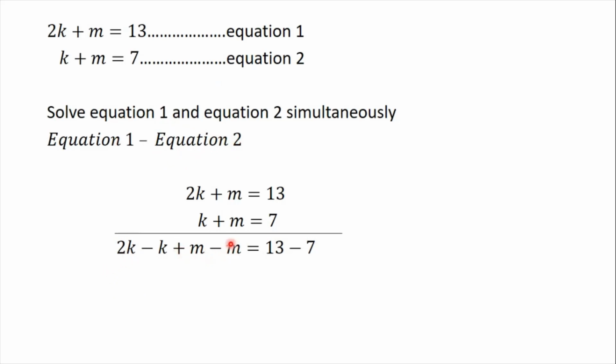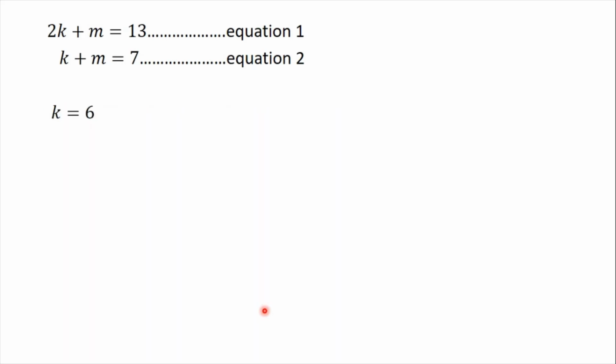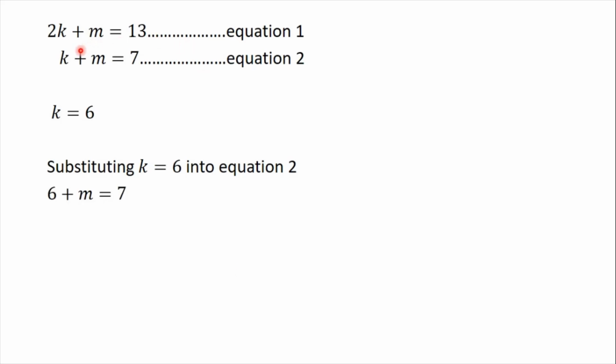This gives 2k minus k plus m minus m is equal to 13 minus 7. m minus m will cancel out to give us 0. So we have k plus 0 is equal to 6. So k is equal to 6. We found the first one. We need to find m. We are going to substitute k equals 6 into equation 2. Equation 2 is k plus m equals 7. Replacing k with 6, we have 6 plus m equals 7, and m is equal to 7 minus 6. So m is 1. So we can say that k is equal to 6 and m is equal to 1.